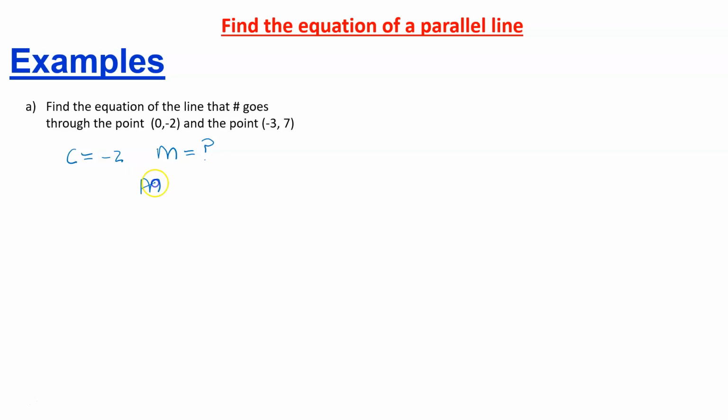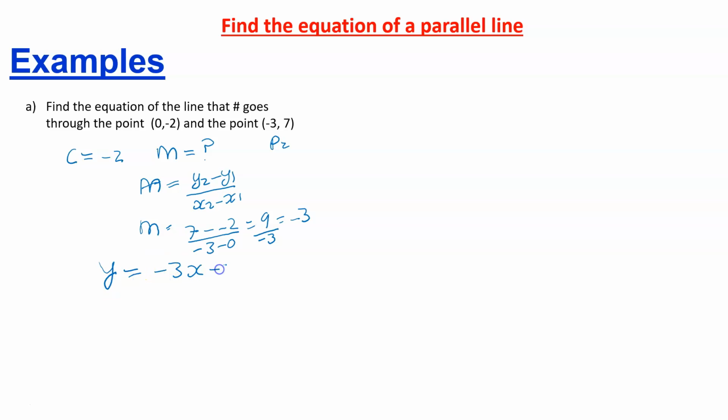There are 2 ways, and actually because we know c, the way which I like most is, let's find the gradient. M is y2 minus y1 divided by x2 minus x1. That's how you find it. So m now, if I call this point 2, is 7 minus 2 divided by minus 3, take away 0. And that gives you 9 divided by minus 3, and that gives you minus 3 gradient. I know c, I know m, put them together, minus 3x minus 2. This is the equation of the line.